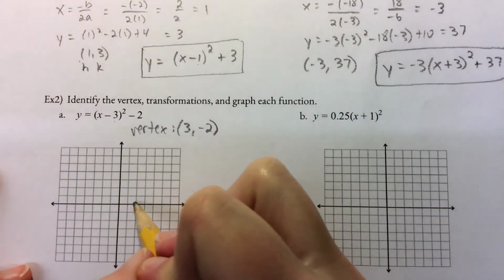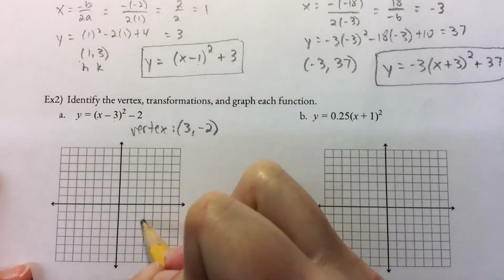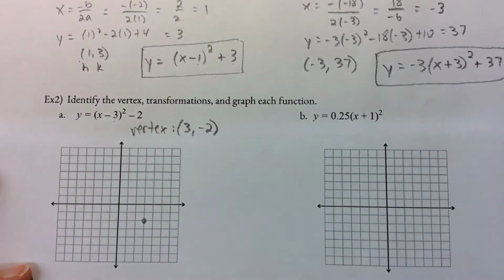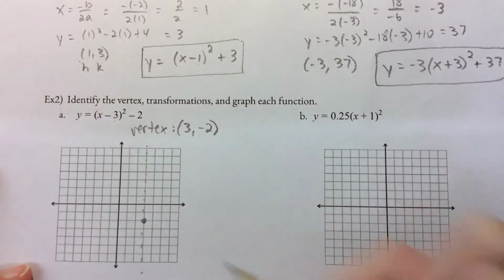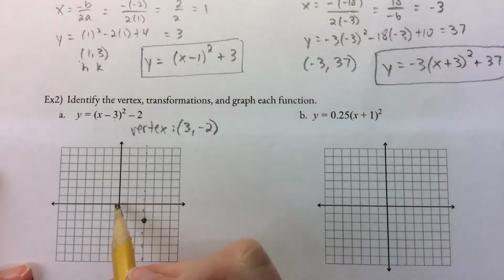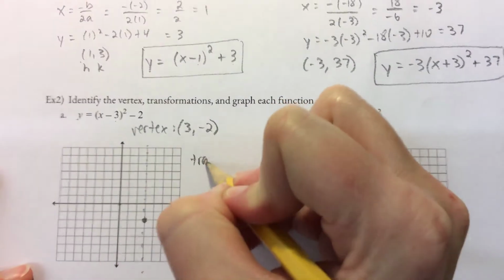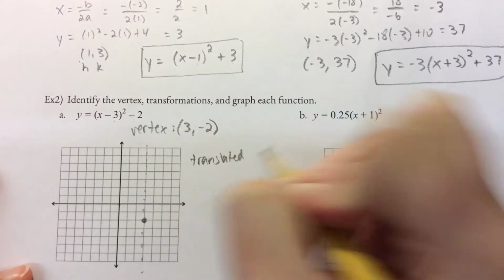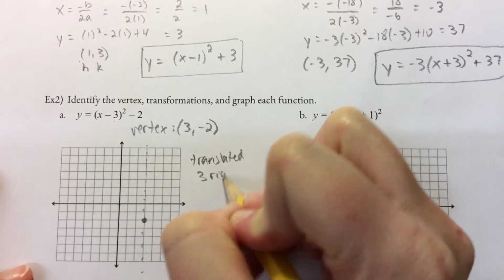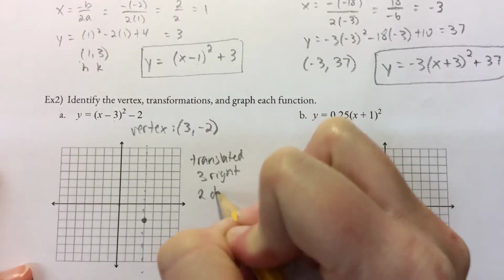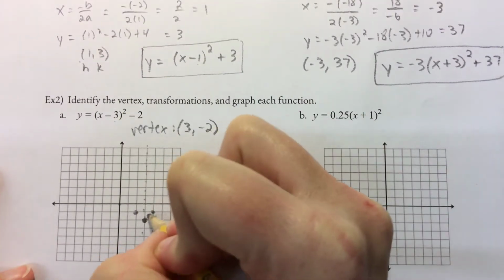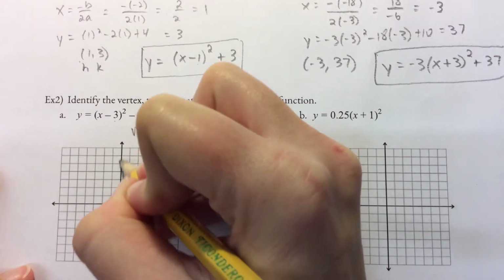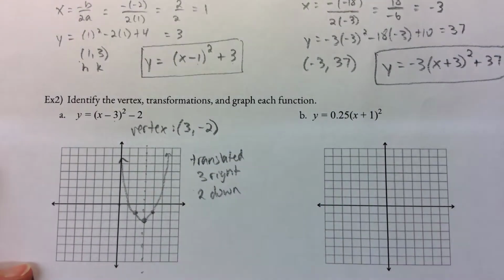So I would start at 3, negative 2. That's where my vertex would be. And then this didn't have any other type of transformations other than translating it. So I could say, since the parabola is usually at 0, 0, I could say it was translated 3 right, 2 down. And then I would sketch the rest of my parabola there.